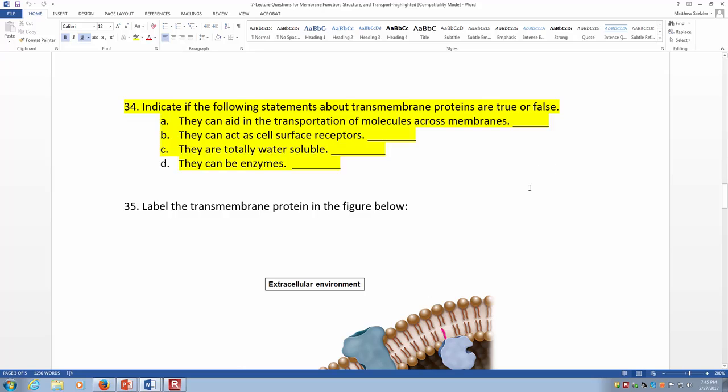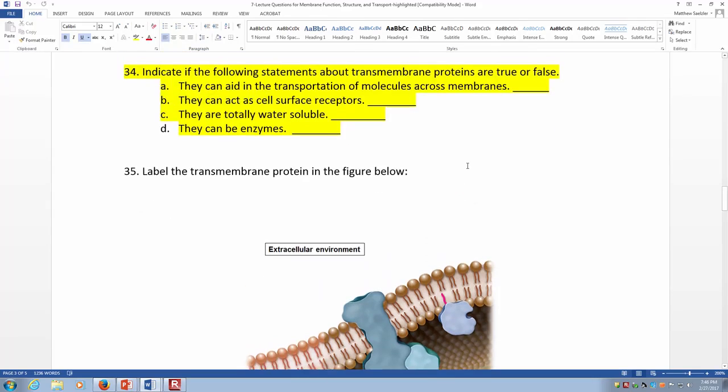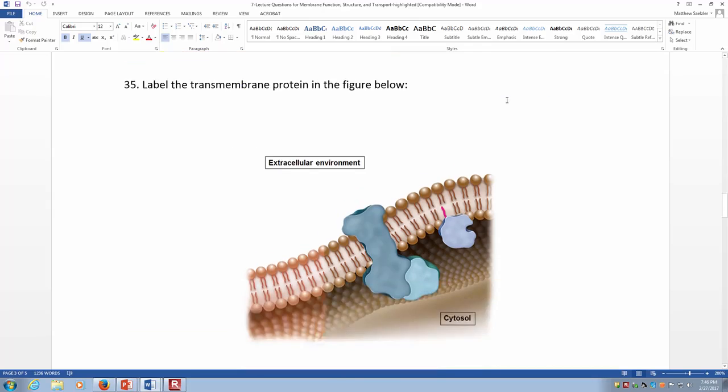And then can they be enzymes? Yes. They are proteins. But not all proteins are enzymes, and not all transmembrane proteins are enzymes, but some of them are. So this goes back to the cell surface receptors. We gave different functions for transmembrane proteins, which included being receptors, acting as channels or carriers, and then also we said they could function as enzymes.